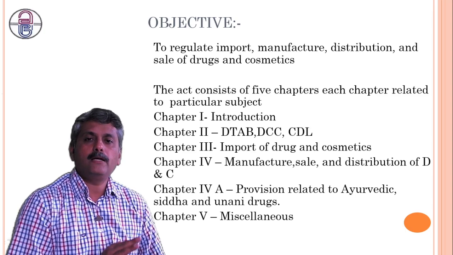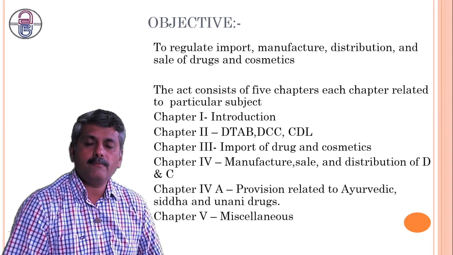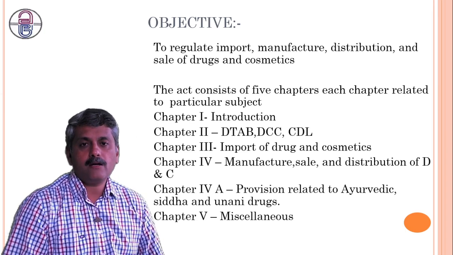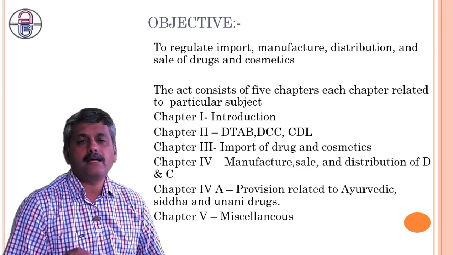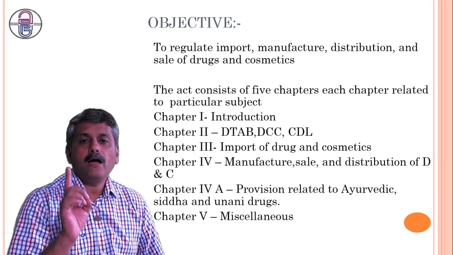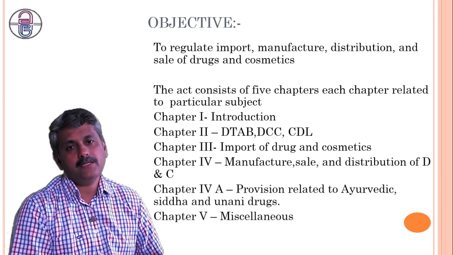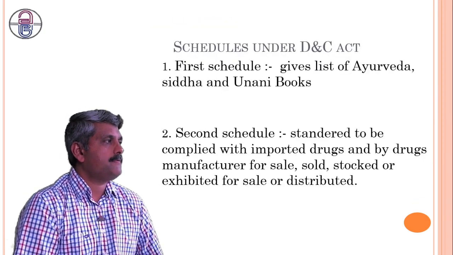Chapter 2 is related to the Drug Technical Advisory Board, Drug Consultative Committee and Central Drug Laboratory. Chapter 3 is import of drug and cosmetic. Chapter 4 is manufacturing, sale and distribution of drug and cosmetic, particularly Ayurvedic and Unani preparations are covered in Chapter 4A, and the last one is Chapter 5, miscellaneous. So let's see one by one. We will start with one.